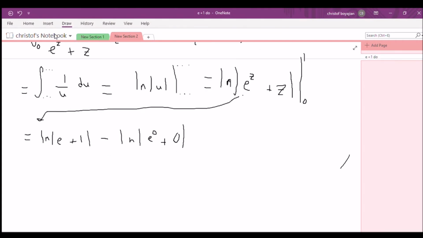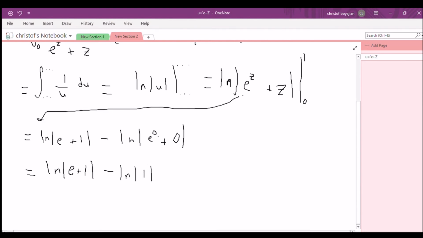Now, if we scroll down here, can we simplify this? Well, what is e to the 0? Remember, any number to the power of 0 is 1. So we just have natural log of e to the 1 power plus 1, minus natural log of, we said this is just going to be natural log of 1. Now, what is natural log of 1? Remember, natural log of 1 is just 0. So we can cross this out and say this is 0.